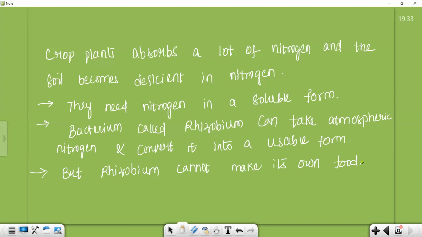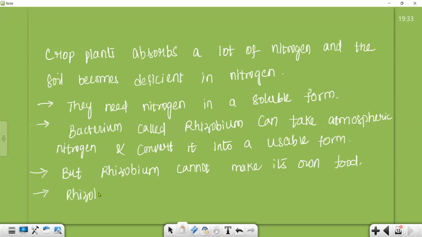So it needs food. What it does is it lives mainly in the roots of leguminous plants, like gram, peas, beans, all the leguminous plants. It stays there and provides them nitrogen. And in return, plants provide food and shelter to the bacteria.